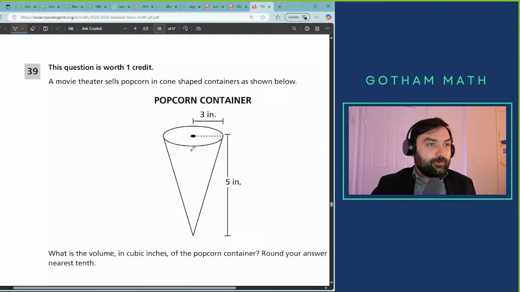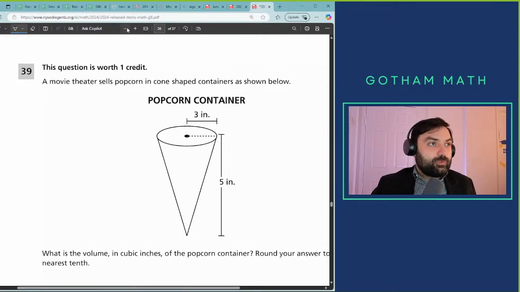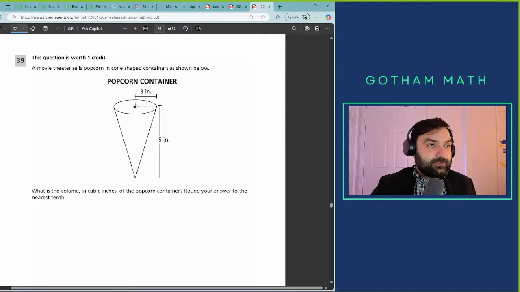All right. Moving even further, and we get to a short response section. So no more multiple choice. A movie theater sells popcorn in a cone-shaped container as shown below. What is the volume in cubic inches of the popcorn container? Round the answer to the nearest tenth. So when they say round the answer to the nearest tenth, it means that pi will have to be converted as 3.14, or we're going to have to use the pi button. I'll show you how to do it.